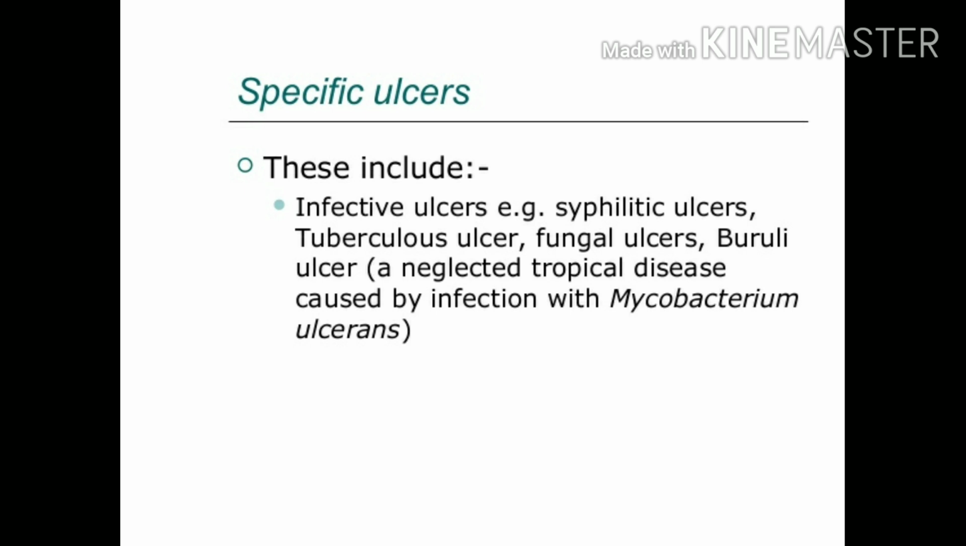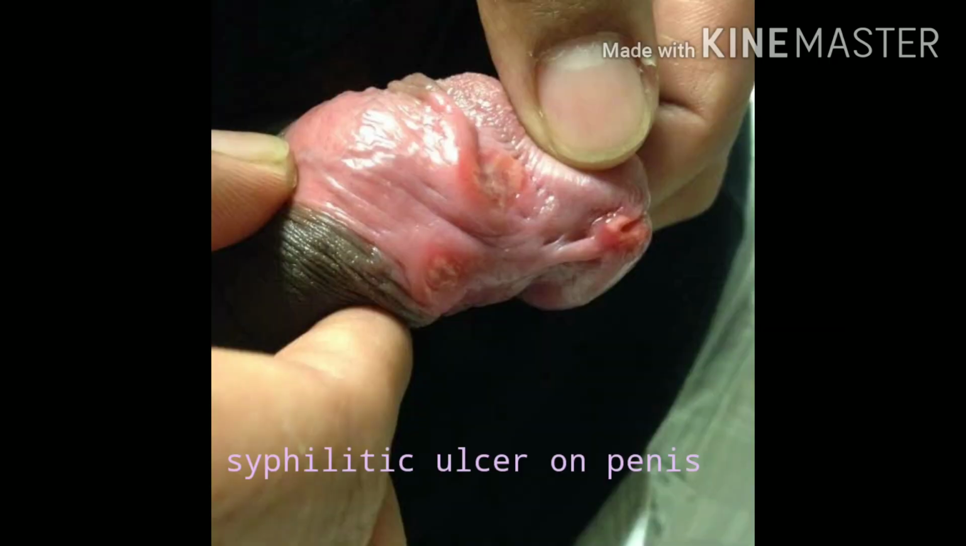Now there will be a few specific ulcers which will be seen in particular conditions always. It is more specific for particular types of conditions, like infective ulcers, which can be seen in diseases like syphilis, tuberculous ulcers, fungal ulcers, Buruli ulcers. I have included a few pictures also for the better understanding of you all.